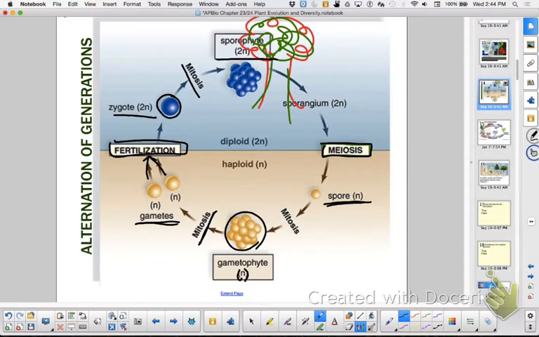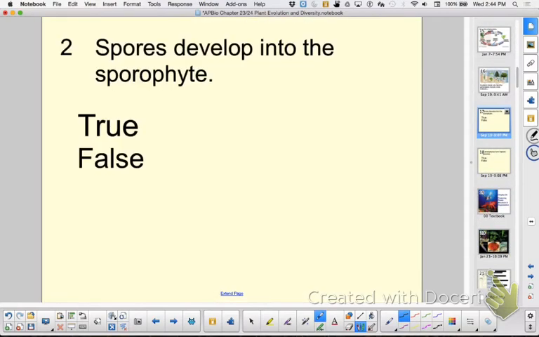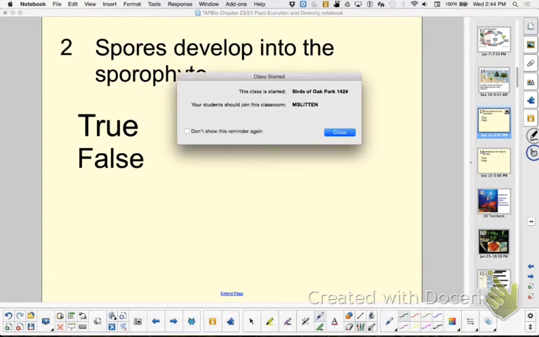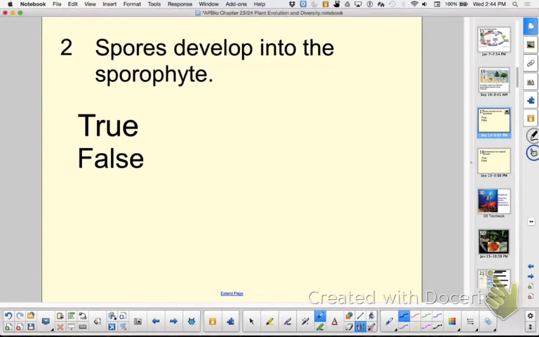Okay. So definitely know your alternation of generations. Or do you want to just say these out loud? Or do you want to click them? You got clickers? Yeah. Okay. Let's do Birds of Oak Park because I really like that list.